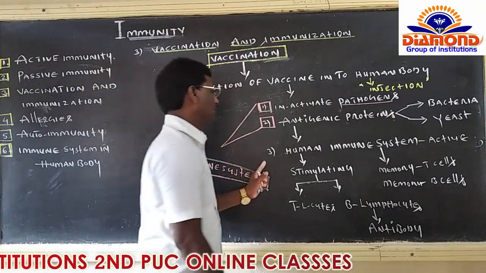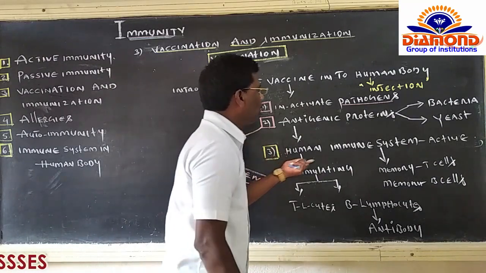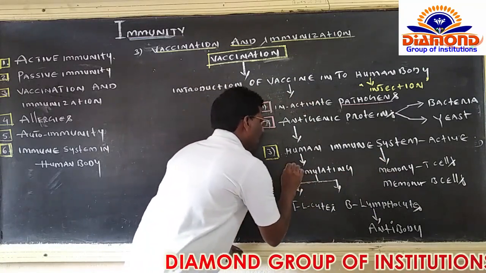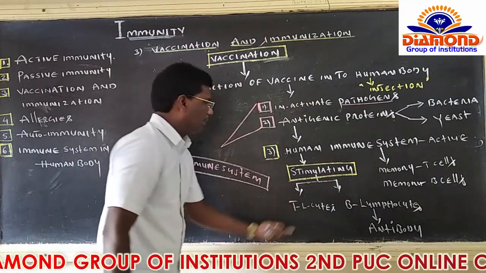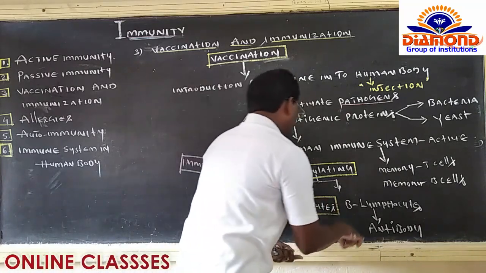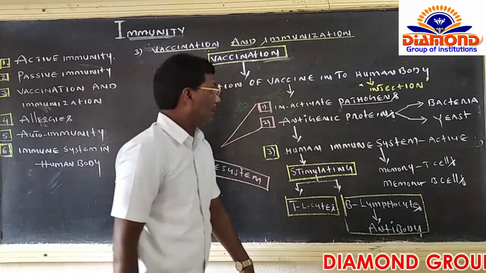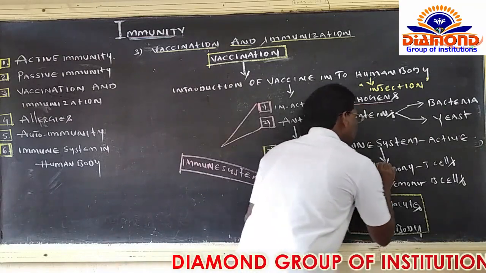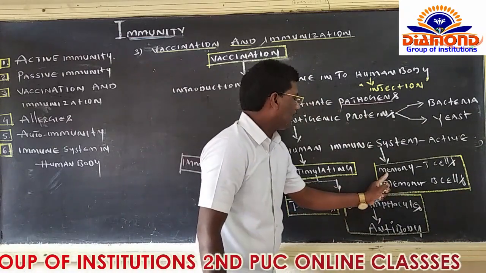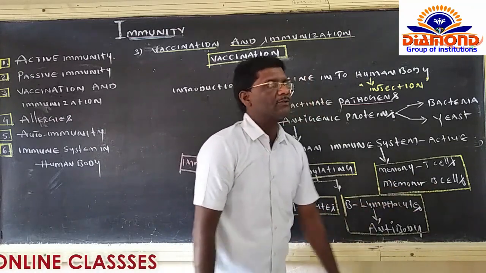Right after that, in the very third step, what is going to happen? The human immune system activates. When the immune system activates, it stimulates two important cells. Number one is T cells, T lymphocytes, and number two is B cells or B lymphocytes. And right after that, memory T cells are produced, and memory B cells are also produced.